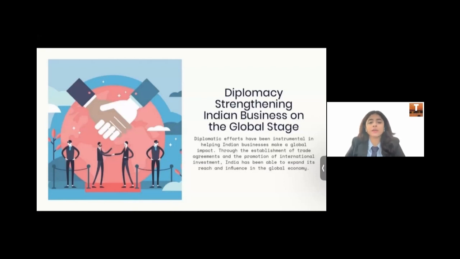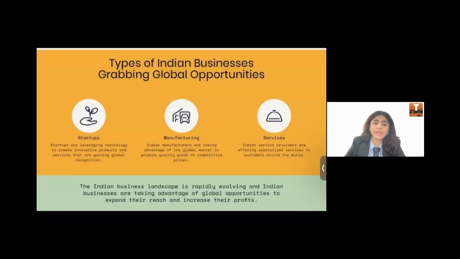Last but not least, crisis prevention and conflict resolution, very important. Diplomacy plays a crucial role in preventing conflicts and resolving disputes that could impact Indian businesses operating in foreign markets. Diplomats engage in diplomatic negotiations, dialogues, and mediations to find peaceful resolutions to conflicts, reducing the risks and uncertainties faced by Indian businesses. Next slide talks about the types of Indian businesses grabbing global opportunities.